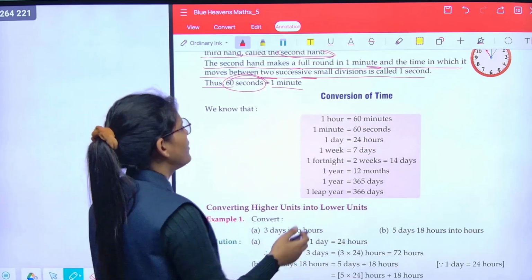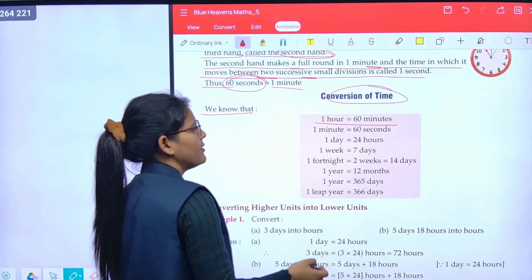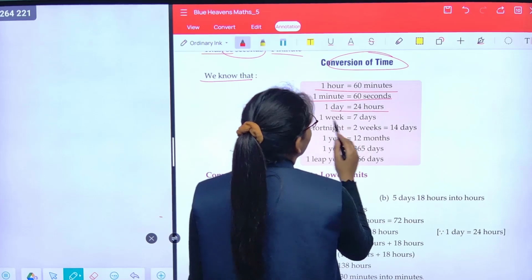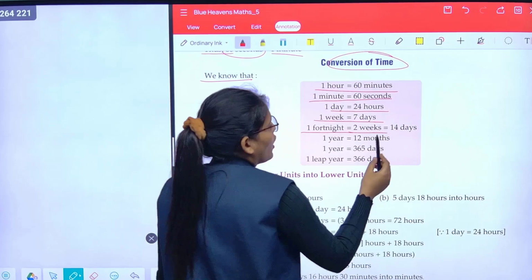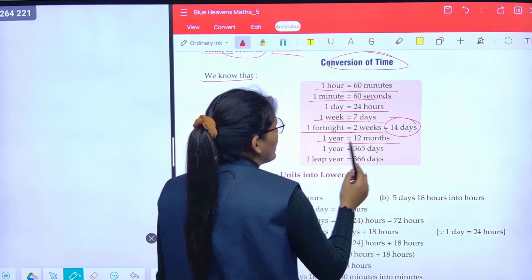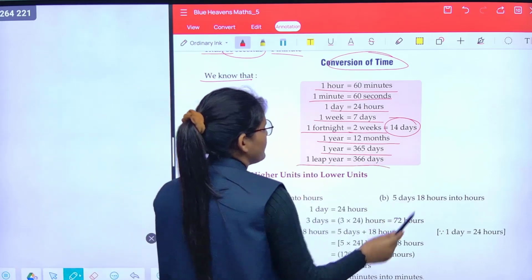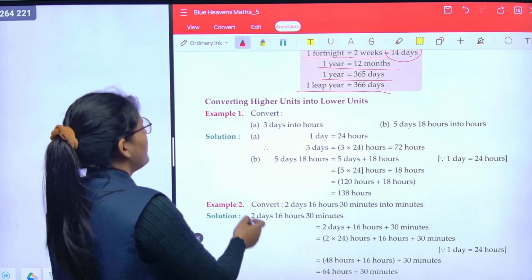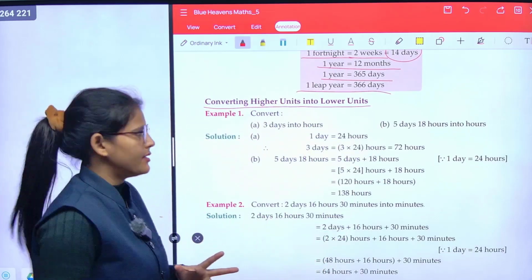Now, conversion of time. We know that 1 hour is equal to 60 minutes, 1 minute is 60 seconds, 1 day is 24 hours, 1 week is 7 days, 1 fortnight is 2 weeks or 14 days, 1 year is 12 months, 1 year is equal to 365 days, or 1 leap year has 366 days. Now, converting higher units into lower units.